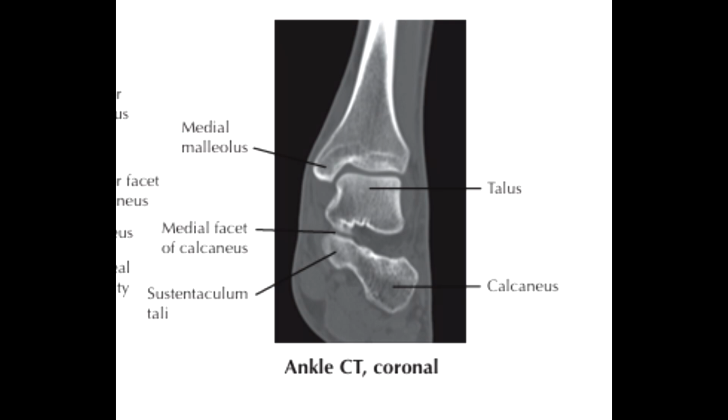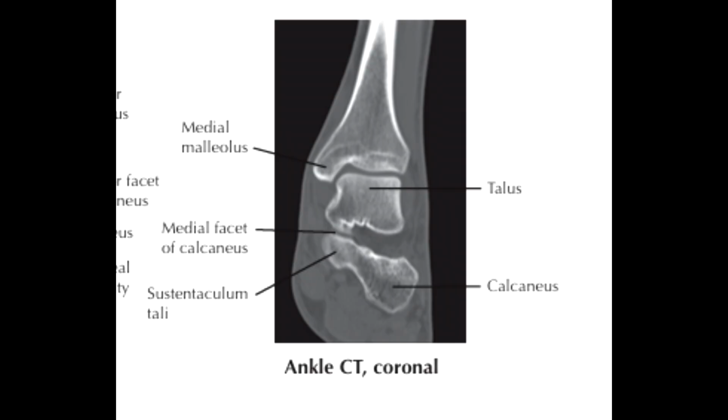In the coronal CT image shown, you can appreciate the talus, the medial and lateral malleoli, the calcaneus, and the sustentaculum tali. CT scans are the gold standard for evaluating complex fractures, such as pilon fractures of the distal tibia or comminuted calcaneal fractures, where surgical planning requires precise knowledge of fragment orientation.